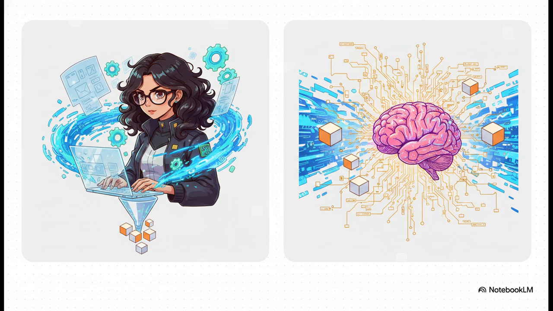See, in traditional programming, a human gives the computer the input and the logic, the hard-coded rules, and the computer spits out the output. But machine learning flips this entirely. We give the computer the historical input and the historical output, and get this, the machine figures out the logic all by itself. It literally learns the rules purely from data.